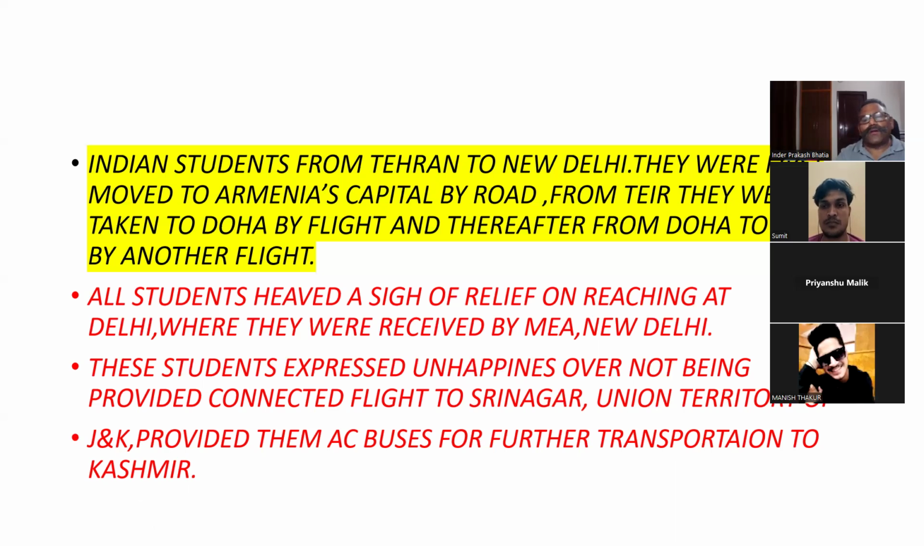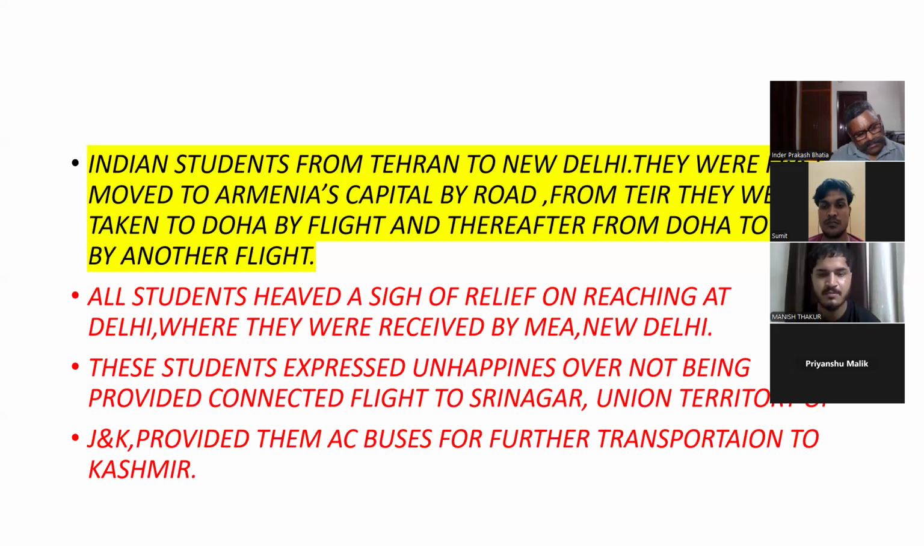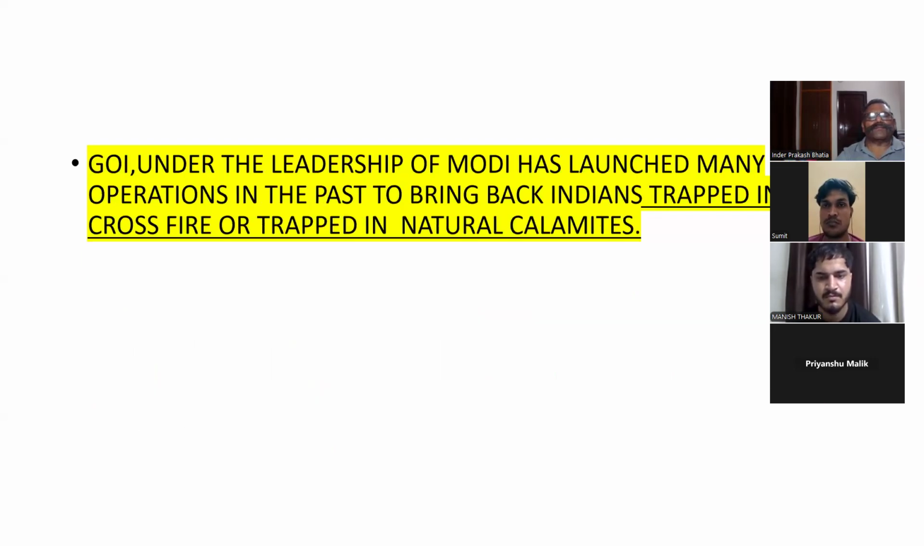So today again, almost more students, numbering about 1,000, are coming back from Iran to New Delhi because the Iranian ambassador has given a statement that they will be providing a safe zone, safe airspace from Tehran to New Delhi for the students who are trapped in Tehran. The Government of India, under the leadership of Modi, has launched many operations in the past to bring back Indians trapped in crossfire or in natural calamities.